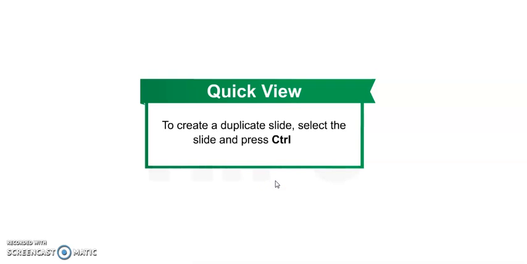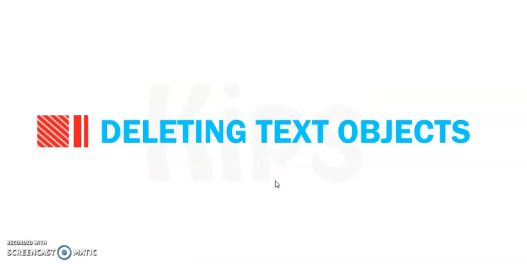Select the slide and then press Ctrl+D. With Ctrl+D you can make one more same slide with same objects and text. Okay. Next is deleting a text object. How can we delete a text object if we don't want it?